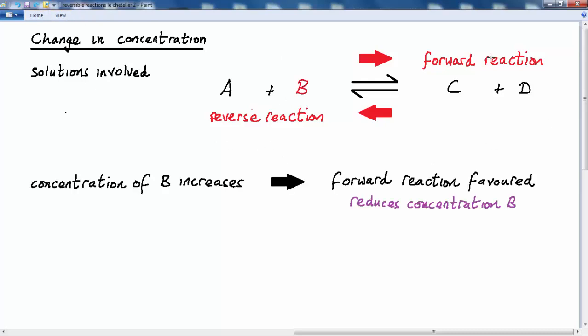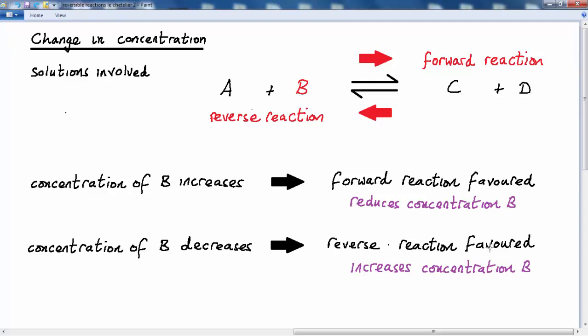So once dynamic equilibrium has been reached, if the concentration of B is increased for some reason, then as a result the forward reaction will be favoured so as to reduce the concentration of B. If, on the other hand, once the whole thing is in dynamic equilibrium, the concentration of B is decreased, then the reverse reaction will be favoured. That's to say C and D will start reacting with each other to produce A and B so as to increase the concentration of B.